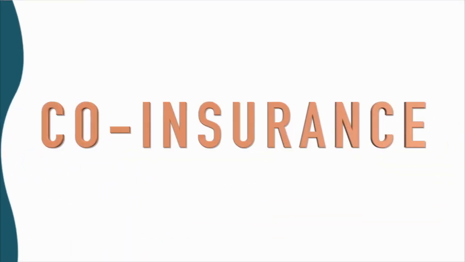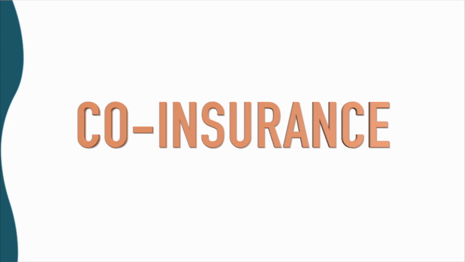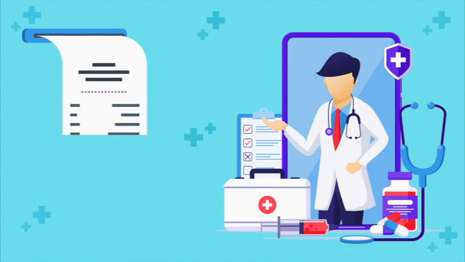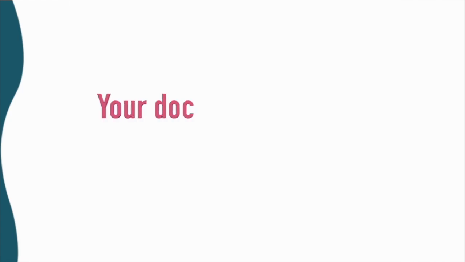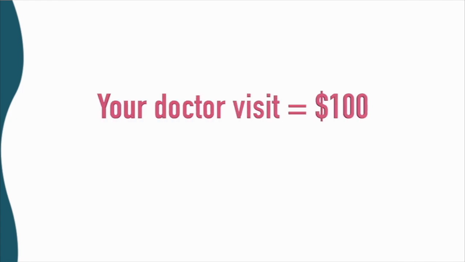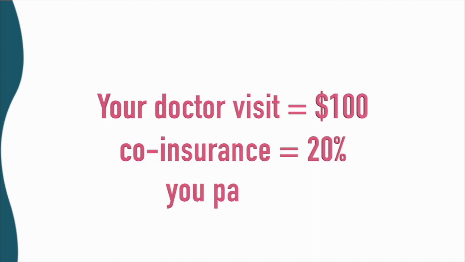Then we have our co-insurance, your share of costs of a covered healthcare service calculated as a percent, for example 20% of the allowed amount for the service. You pay your co-insurance plus any deductibles you owe. For example, you had a doctor visit that costs $100. Co-insurance is 20%. You will then pay $20.